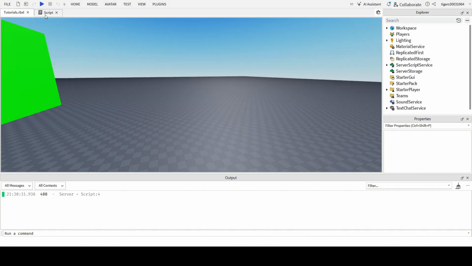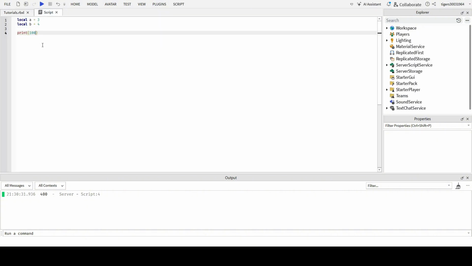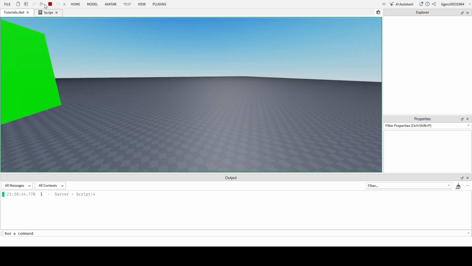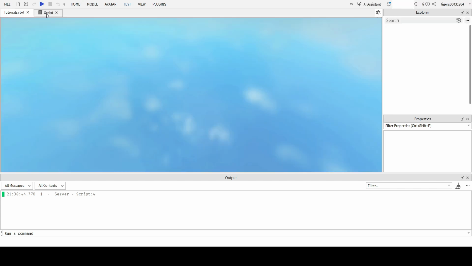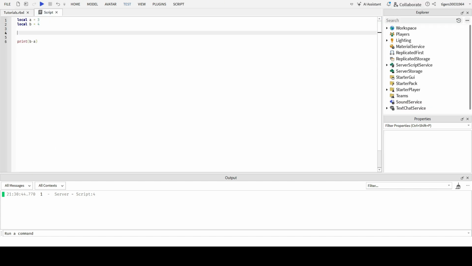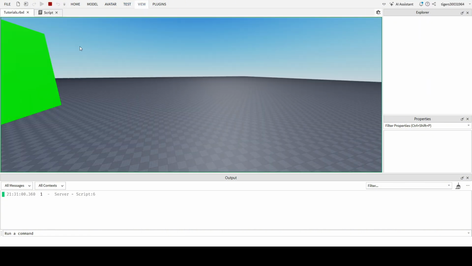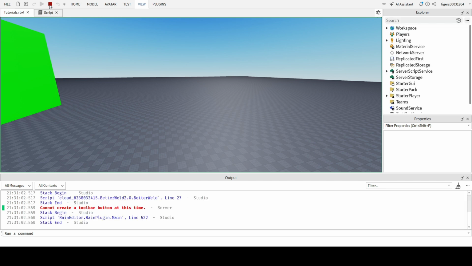Which means, of course, you can do subtraction too. So let's say I want to do print B minus A, and that will print 4 minus 3, and I'll get 1. And of course, I can just do this by, let's say I set local C equals B minus A, and then I go to print C. This is the same thing as just printing B minus A, so it will print 1 as well.